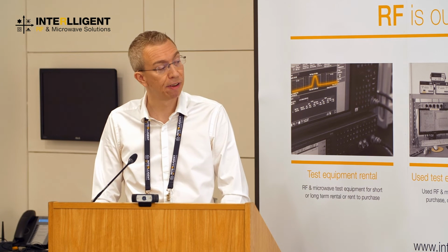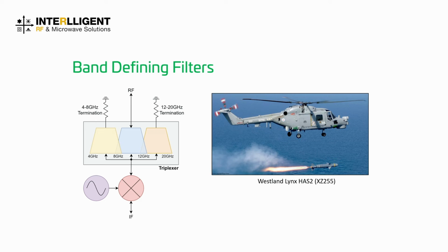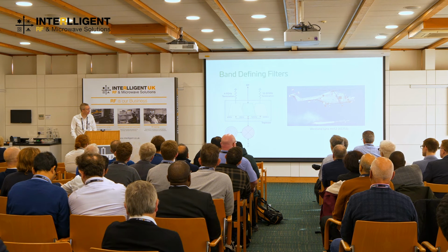So the band-defining filters, we actually used a triplexer for this function. We wanted to make sure the whole system covered a fairly wide band in case we wanted to configure it for another application, and so the 8 to 12 gigs port of the triplexer was used as our RF port, and the other 2 ports were terminated. And the good thing about that is it ensures that all the mixing products are well terminated as well. And we have an IF filter in there that goes from about 0.5 to 4 gigs.